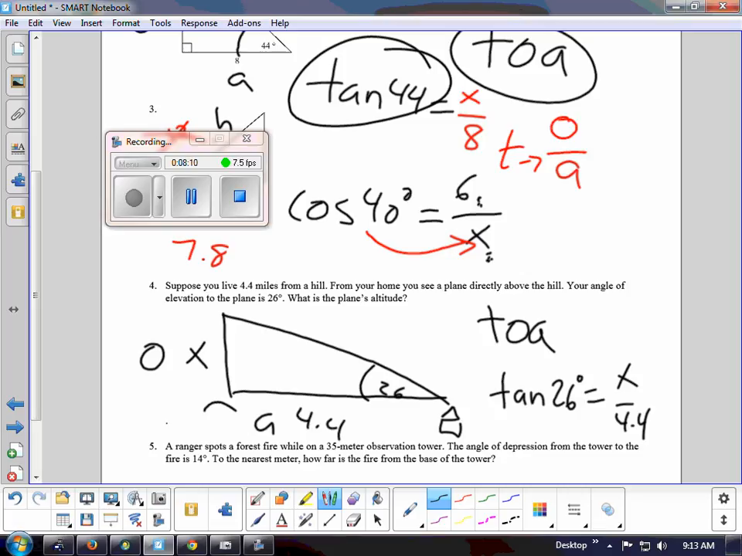And what did you get for an answer, Anna? 2 what? 2.1 miles. Okay, that sounds reasonable. It's in miles. Now these are word problems. You should define x as the height of the plane. Okay, so let's put that on here. X equals the height. We'll just put height.